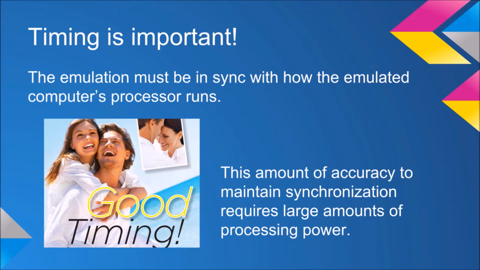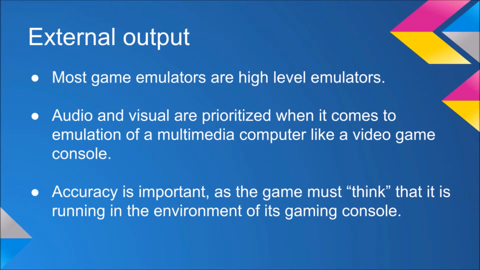In the case of video game emulation, it is more important to have accurate external output instead of high accuracy within the low-level assembly code. This is called a high-level emulator, as it values simulating the response of the system rather than accurately recreating its internal structure. So this leads us to external output. Most video game emulators are high-level and they prioritize external output. External output on a multimedia computer such as a PlayStation 2 requires a reproduction of the sound and graphics of the game being played that is heavily dependent on the accuracy of the software.